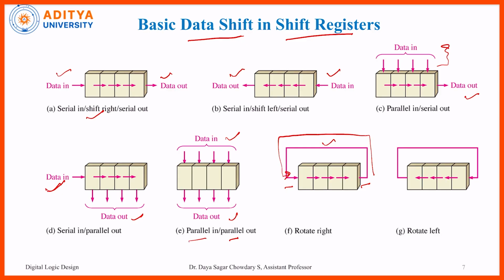So this is the left to right rotational, and this one is rotate left, that means from right to left. The input is given from the right side, and finally we are getting output at the last stage of the left side, and that output is given to the input of the first stage. So this is a simple figure showing all the data transferring or shifting from one flip flop to another flip flop within these modes or formats.